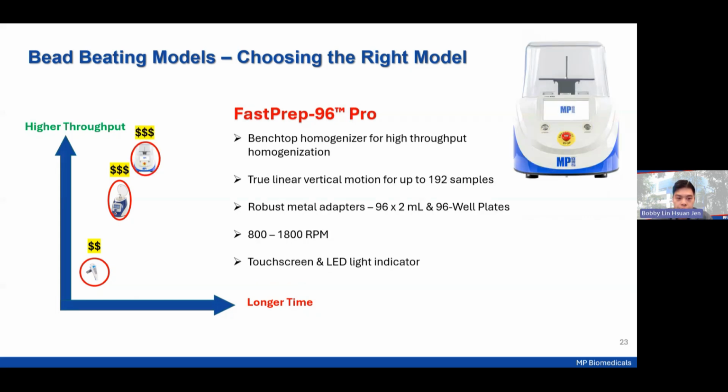For a higher throughput need, this model is the FastPrep 96 Pro. This is able to accommodate up to 192 samples. Essentially, it's a higher throughput machine that only costs you a little bit longer time, since you're homogenizing more samples than the other systems. Okay, it also comes with a touch screen and LED light indicators.